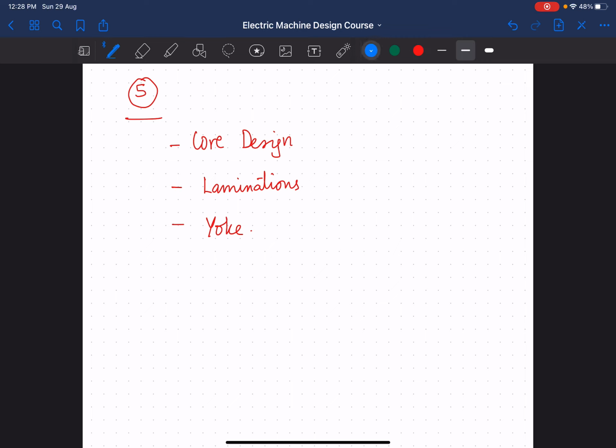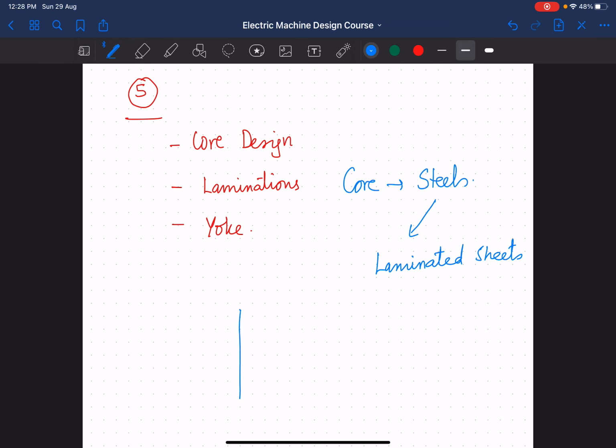So, as you all are aware, the core is the basic block over which the windings are wound, right? And it is made of steels. So these steels are laminated sheets, and these sheets are put together and arranged to form what is known as the core.